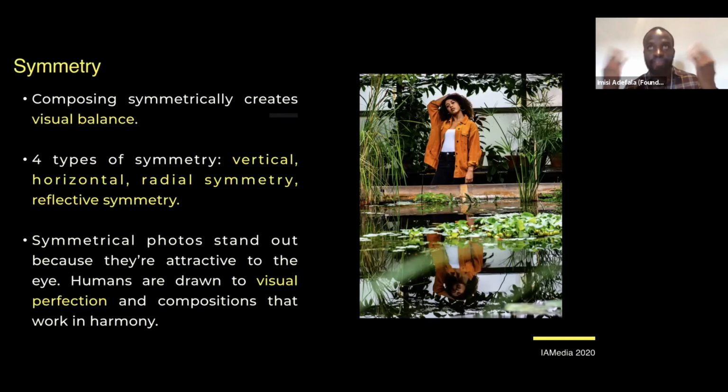Even philosophically, look at the circle of life, for example. There's symmetry in that as well. So that's why symmetry is so important. Okay, it creates visual balance. And there's 4 types of symmetry. There's vertical, which is side to side. There's horizontal, which is top to bottom. There's radial. So for example, imagine throwing a rock in some water and actually seeing the rippling effect of the water. That would be radial symmetry. And then there's reflective symmetry. So for example, yourself looking at the mirror, the reflection.